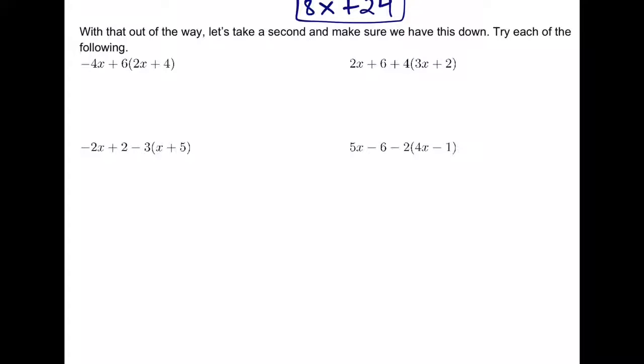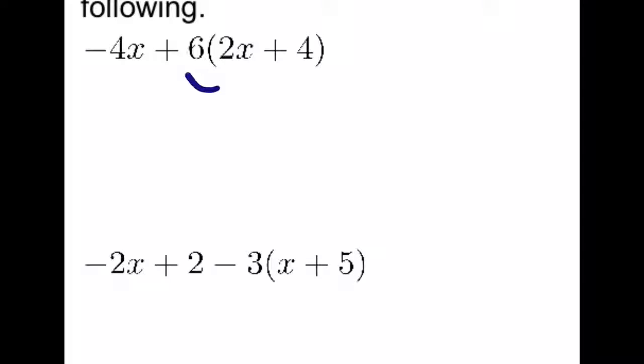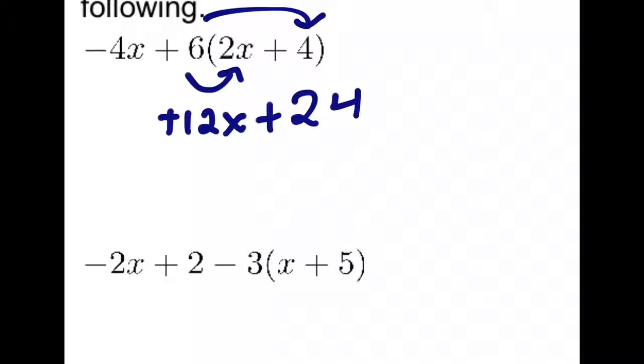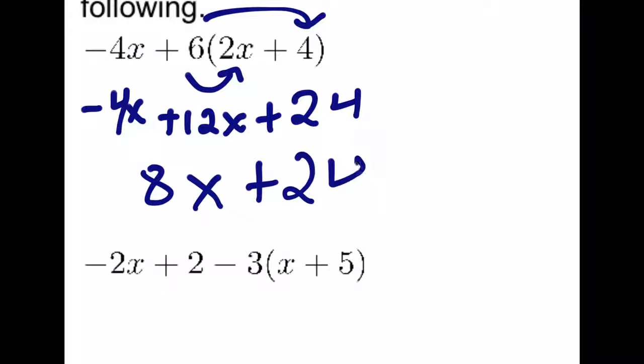With that out of the way, let's take a second and make sure we have this down. Try each of the following. First we distribute. 6 times 2x, 12x. 6 times 4, a positive 24. And negative 4x carries down. Same exact problem. 8x plus 24.